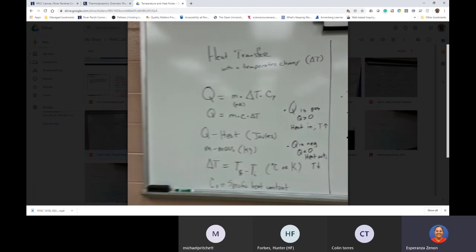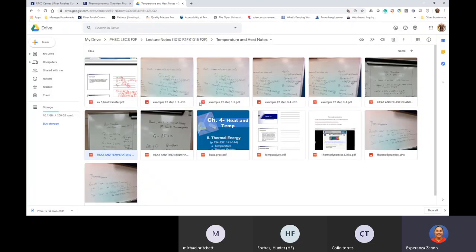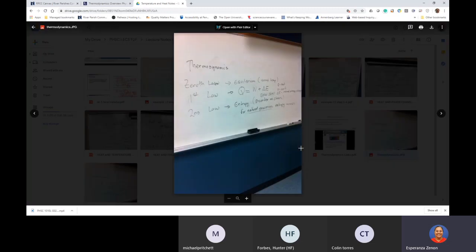When you remove heat, Q is negative, and the temperature goes down. So I kind of summarized that whole heat transfer with a temperature change for you. Okay. And then finally, I looked at thermodynamics. So I summarized the three laws.